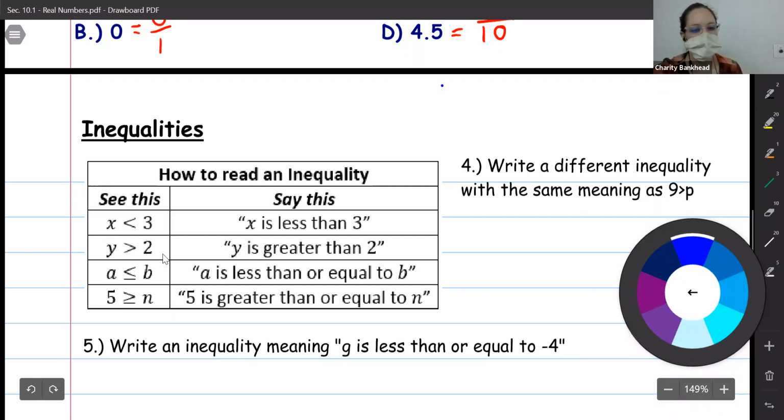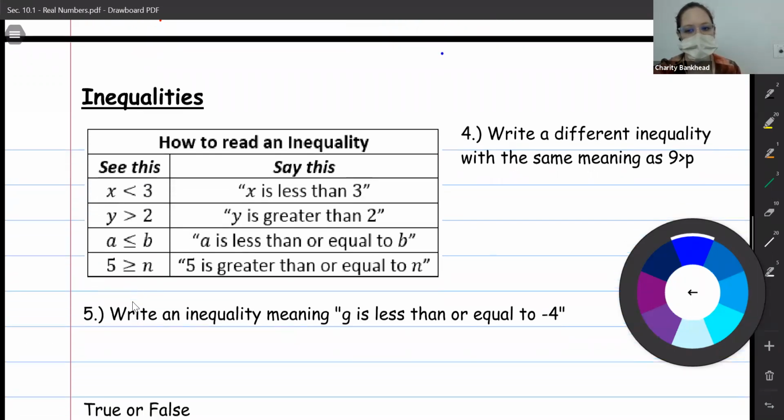All right, so X is less than 3, Y is greater than 2. So if that's less than, flip it around, that's greater than. And then if either one of the symbols has a straight line underneath it, that means or equal to. So A is less than or equal to B, 5 is greater than or equal to N.